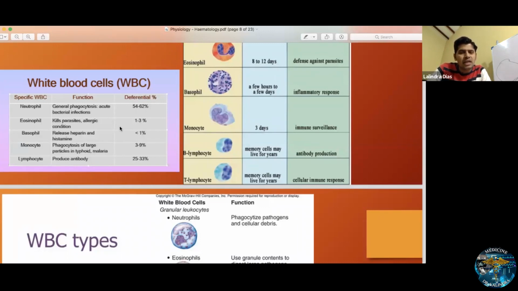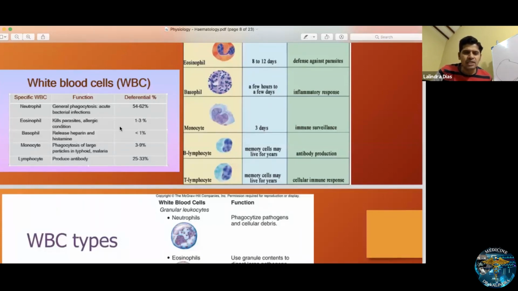And also they play a role in allergic reactions. We all know that anaphylaxis or allergic reaction. Eosinophils are important in that. So they are about 1.3%. Basophils release heparin and also histamines because they play a role in the allergic responses. So the basophils release histamine and also release heparin.